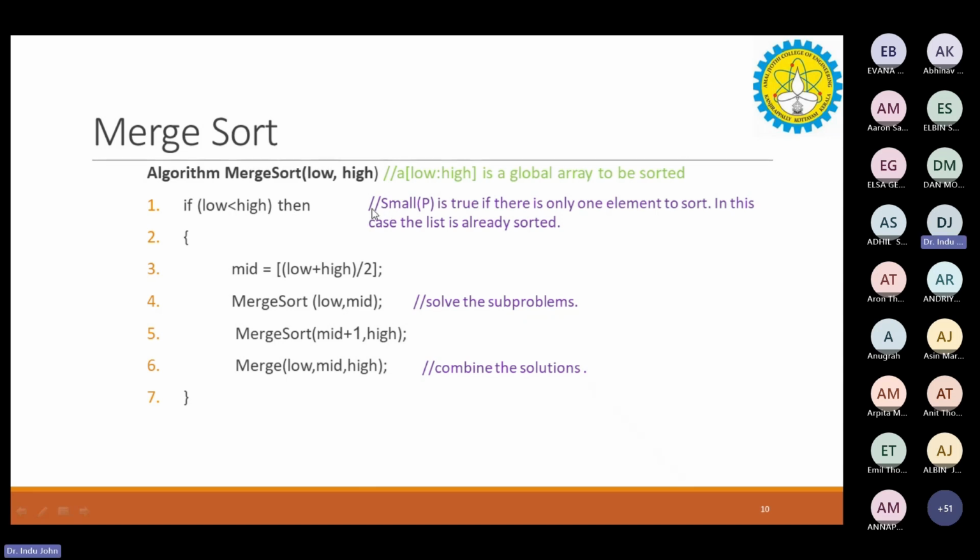This is an explanation of the condition if low less than high. We are going to consider that the problem is small when there is only one element in the array, and in that case, the array is already sorted.